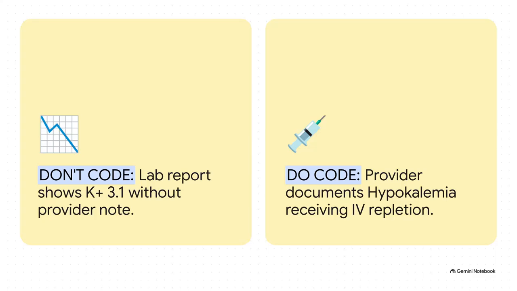And this brilliantly illustrates exactly what I mean. Look at this stark contrast. If a lab report shows a potassium level of 3.1, but there's no provider note and no potassium supplement ordered, you do not code this. It fails the test. But if the provider specifically documents hypokalemia and orders IV repletion, boom, now you have clinical significance, you have therapeutic treatment, you do code E87.6. That is the Section 3B guideline in action.